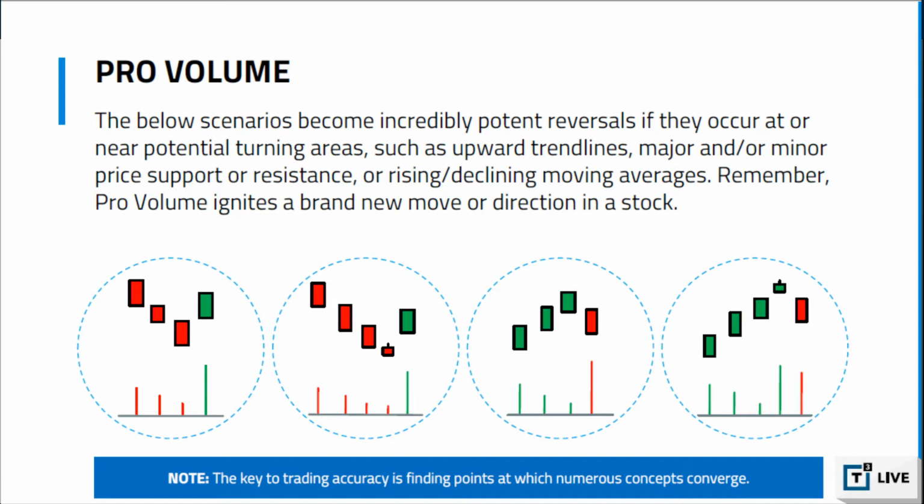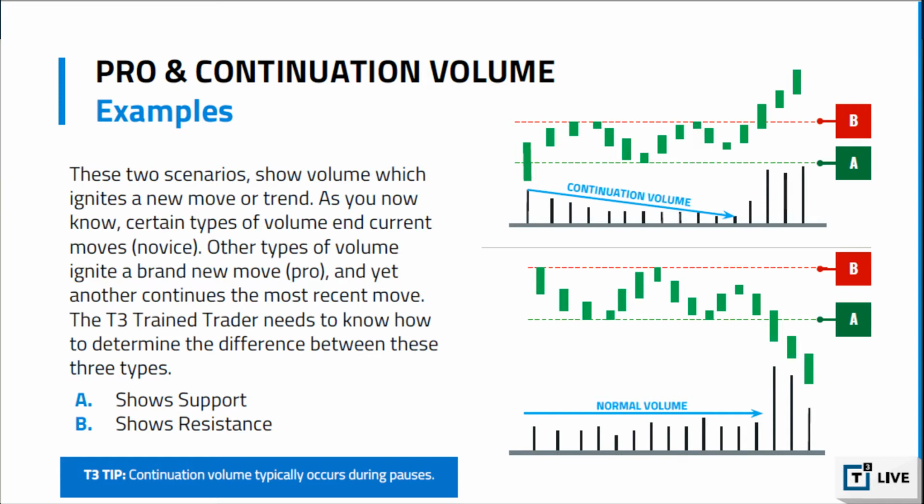Remember, pro volume ignites a brand new move or direction in a stock, especially when it happens on a breakout. It's easiest to see when you get that spike in volume, right? If you get the spike in volume on a breakout, that's indicative that a lot of people actually committed to the stock. Okay, so that's pro volume.